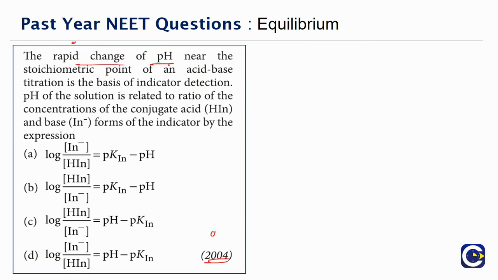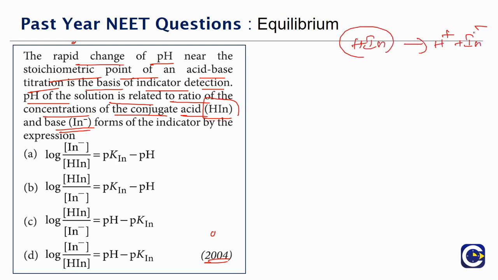The rapid change of pH near the stoichiometric point of an acid-base titration is the basis of the indicator detection. The pH of solution is related to the ratio of the concentration of the conjugate acid, what is the acid? HIn, and base. Because remember, as per the Bronsted-Lowry theory, what is this conjugate acid-base concept? If you have an acid, we remove the H plus from the acid, then that is going to give us what? This is the acid part and this is the base part. From any substance, removing H plus will give us the conjugate base and adding H plus will give us the conjugate acid.